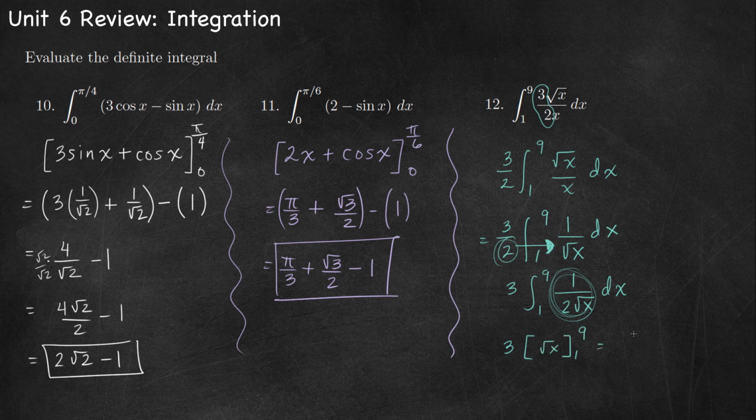So we sub in the top value. Let me write my 3 here first. I'm going to sub in the top value. So I have square root of 9, which is 3, minus, and then sub in the bottom value. Square root of 1 is 1. 3 times 2 is 6.